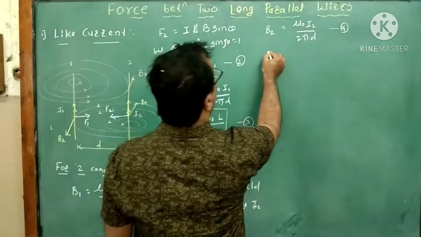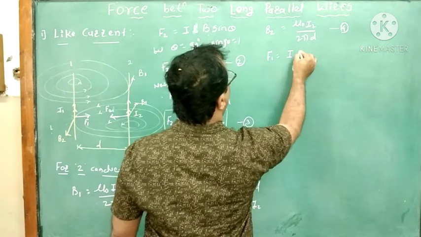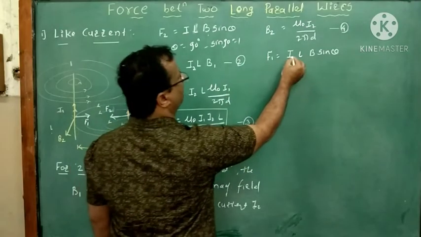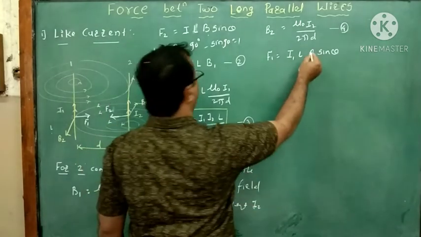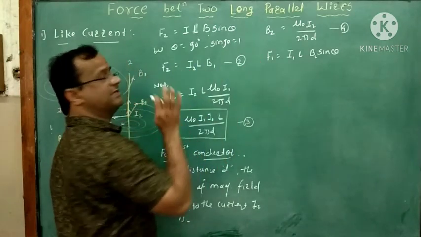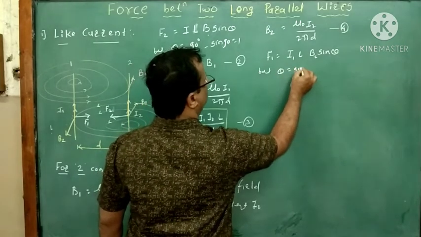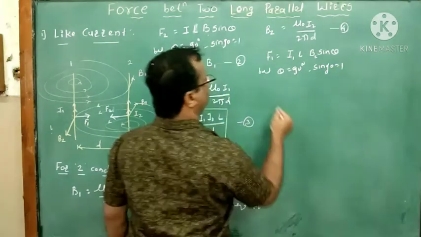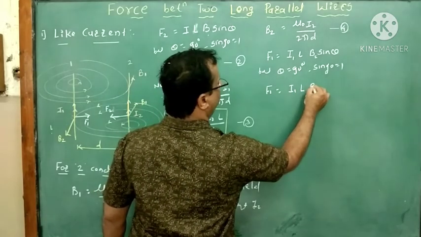F1 is equal to, again here we want to use the same equation, that is I L B sin theta. But here current is, for the first conductor, how much amount of current flows? That is I1. Then magnetic field is simply B2. And again here, the value of theta is 90. But theta is equal to 90, then sin 90 is equal to 1. So F1 is equal to I1 L B2.